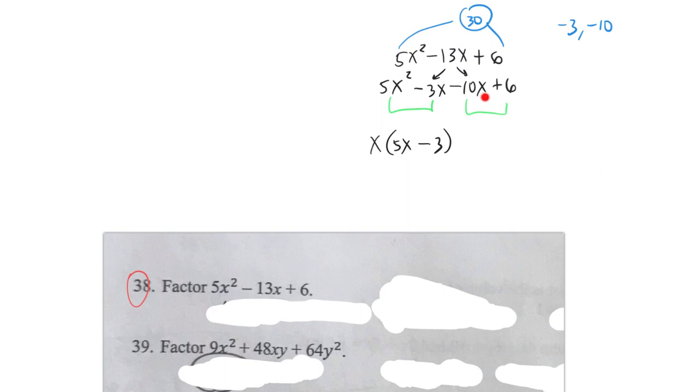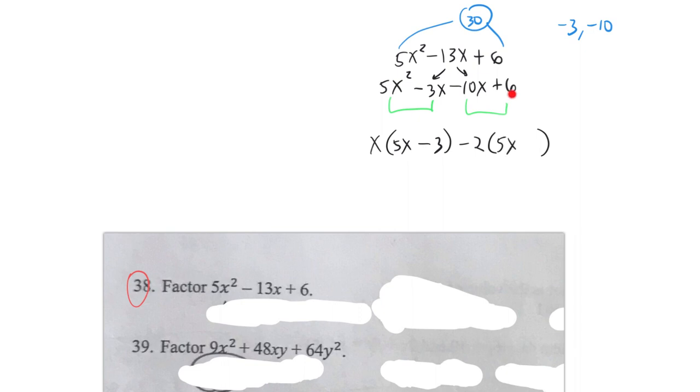What's the greatest common factor of negative 10x and positive 6? Well, that would be a 2, but it should be a negative 2, because whenever this third term is negative, we want that greatest common factor to be negative. So that's going to be a negative 2. And then you do a similar thing: negative 10x divided by negative 2 is going to be a 5x.